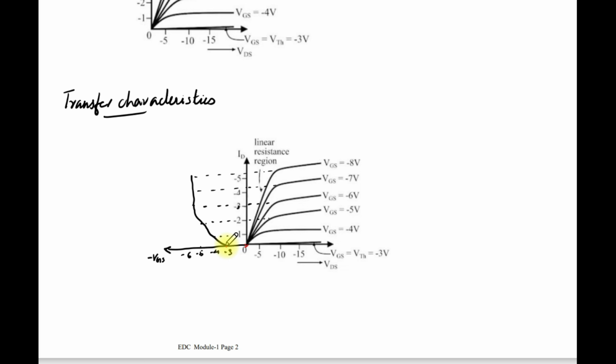That point only your channel is created and there is a flow of current. So from that point onwards your current starts increasing. For each VGS value, at one point you have a saturation that is tracked here. So at a particular VGS value, minus 4, the current is saturated, so that point is tracked. Likewise, for each negative VGS value, the corresponding saturated current will be tracked and we will be plotting this value. That is called the transfer characteristics.